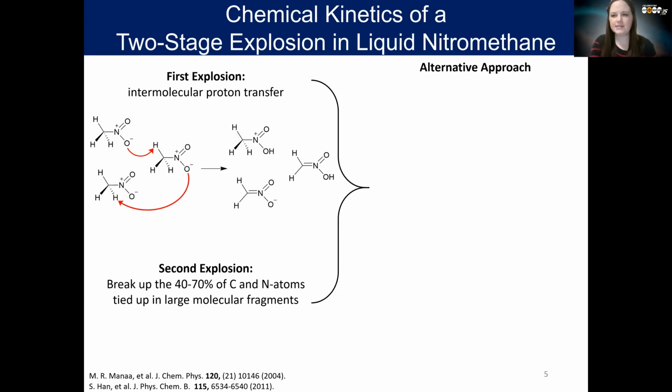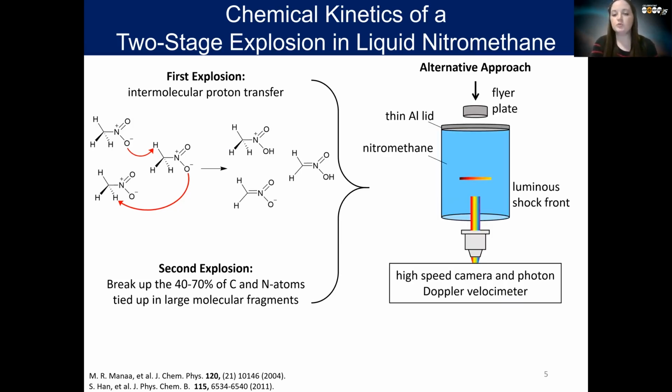Without getting into the nitty-gritty details of the alternative approach, I just want to go over the overall method first. In this approach, we're going to use a flyer plate, or this thin aluminum disc, and we're going to impact a cuvette filled with nitromethane. This impact will partially ignite some of the reactions in nitromethane, creating this luminous shock front that will continue to travel through nitromethane. Then a few nanoseconds later, there will be these two delayed explosions, this two-stage explosion.